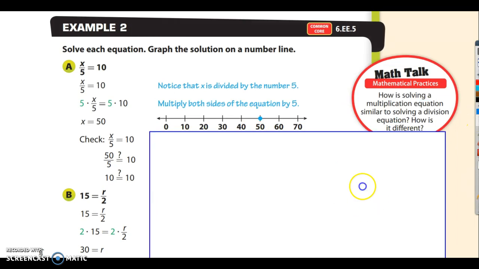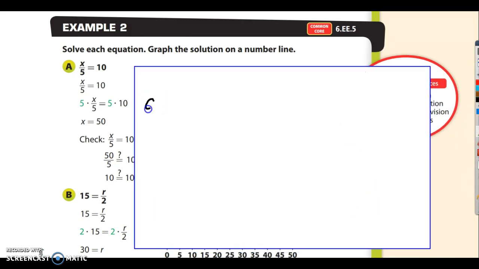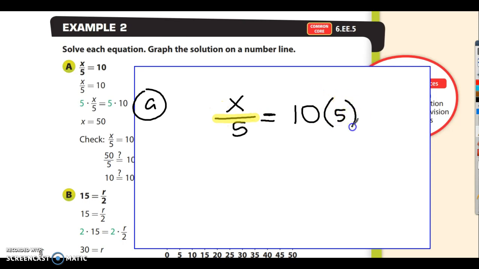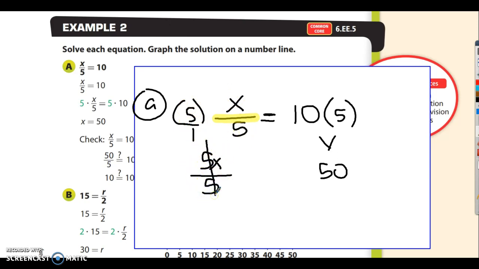Now I do want to explain one thing to you that's just a tiny bit tricky. So I'm going to go back to A and pretend I'm starting over. X over 5 equals 10. We decided right off the bat that this is a division equation, and we solve division equations by multiplying by 5, and that's how I got 50. Now what happens when I multiply by 5 over here? Well, 5 is kind of the same as 5 over 1, so I get 5x over 5, and 5 over 5 would cancel. What's left is just 1x, which is the same thing as x. That's why x is equal to 50.